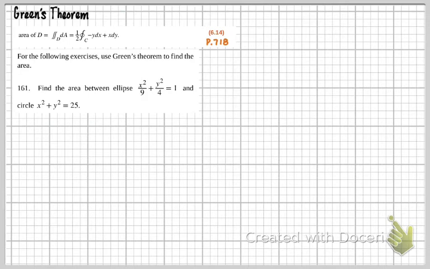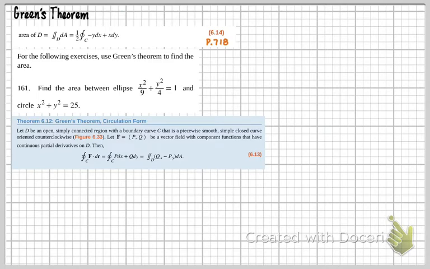So let's go back to Green's theorem. Notice here we have the double integral of Qx minus Py dA. If this is going to equal the double integral of dA, that tells us that the partials Qx minus Py have to equal 1.